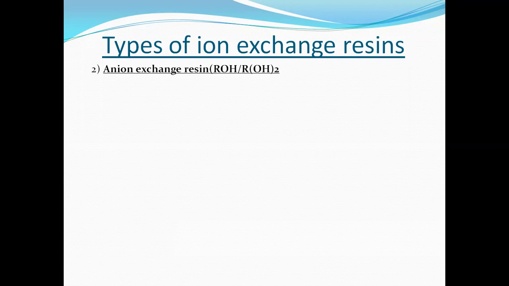Now what is present in this anion exchange resin? They are also polymers only. Which polymer we will study now? They are abbreviated as ROH or R(OH)2. These anion exchange resins are rich in OH minus ions.